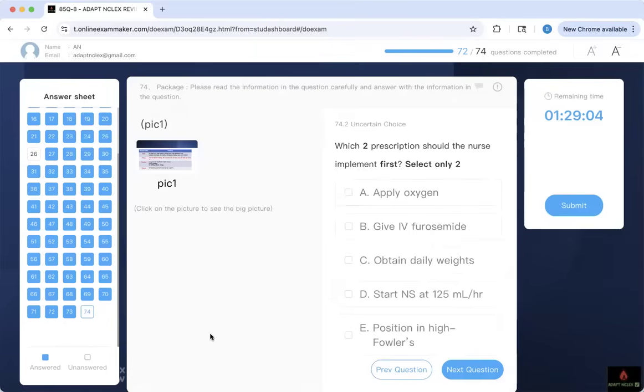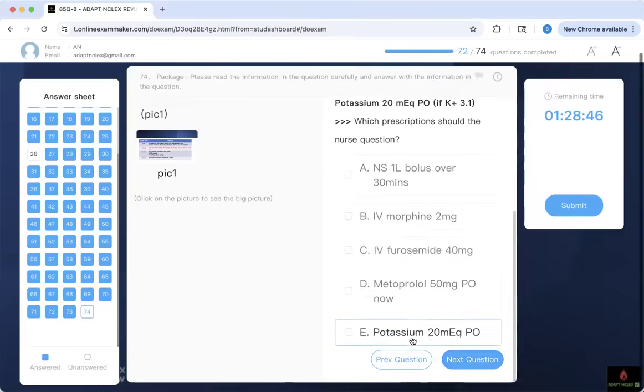If you got to choose two: oxygen, Lasix, furosemide, weight, give them normal saline 125 an hour, high Fowler's position. I can tell you, furosemide will take some time to work. Easy way: put them on oxygen and high Fowler's position.